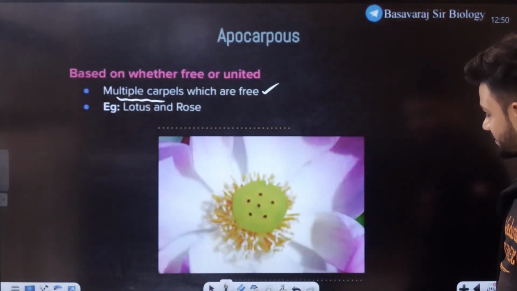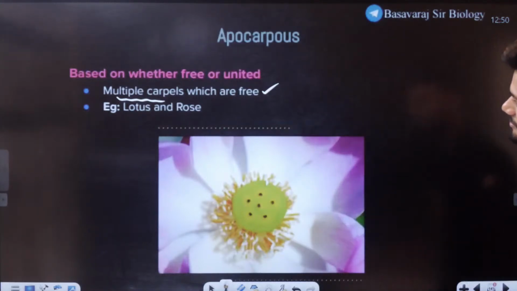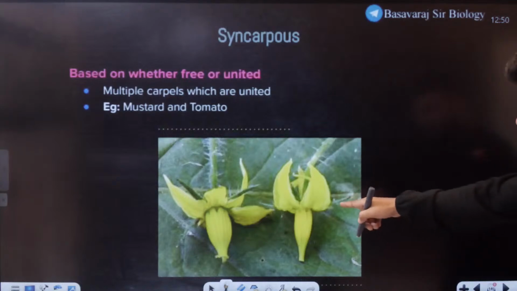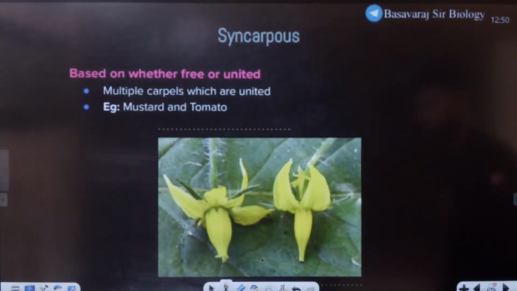So this is called the entire carpels. Okay. Now can you see all the carpels are fused here? They are fused completely here. So that is called syncarpous.